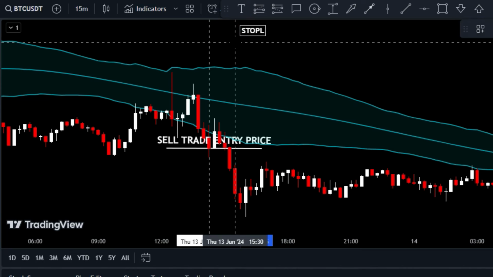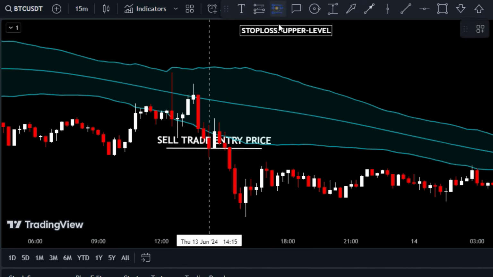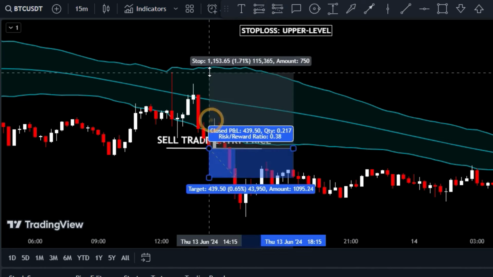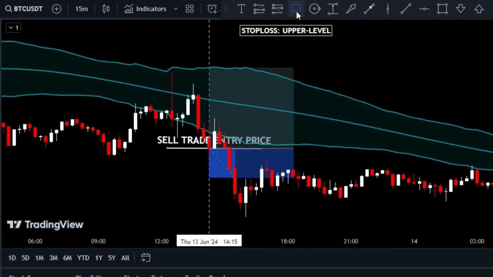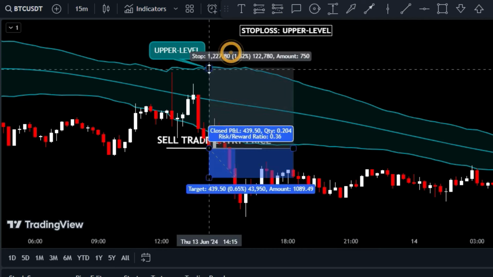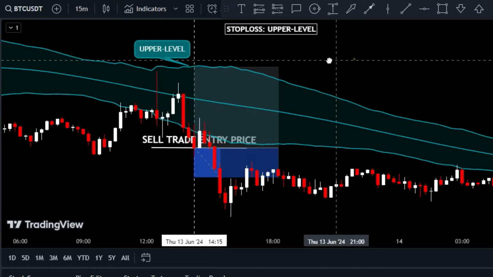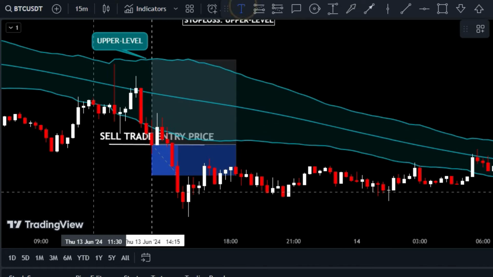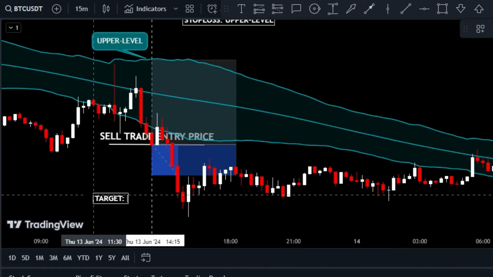As always, smart risk management is crucial to any successful trading strategy. To protect your capital, set a stop loss for your trade using the upper level of the envelope indicator. This acts as a safety net, ensuring that any losses are kept at a minimum. For setting your trade target, aim for a risk-reward ratio of 1 to 1.5.